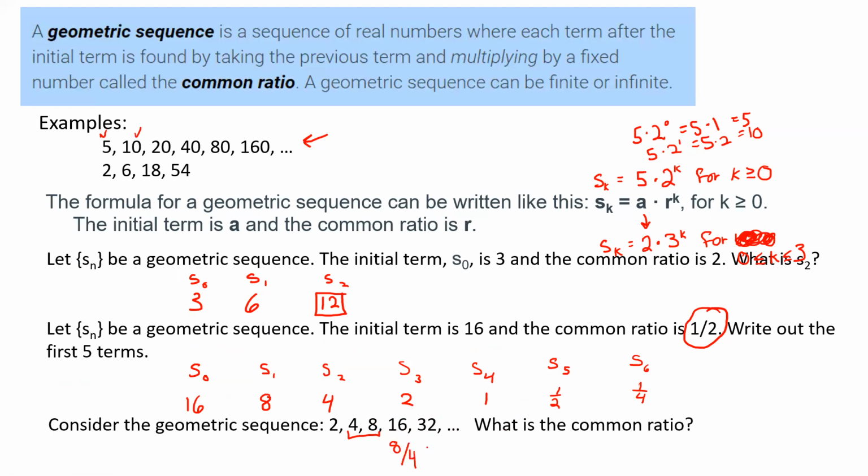So 8 divided by 4, and we get 2. And that would be the common ratio. And if this is truly a geometric sequence, we could take any consecutive terms. I could have gone 32 divided by 16 and also gotten my common ratio of 2. So that's how you can find the common ratio if you're not given it immediately.